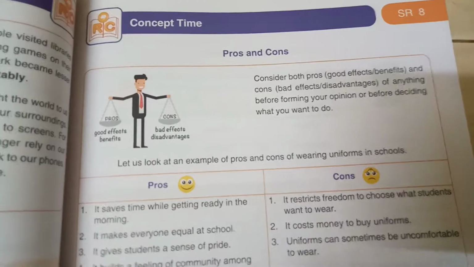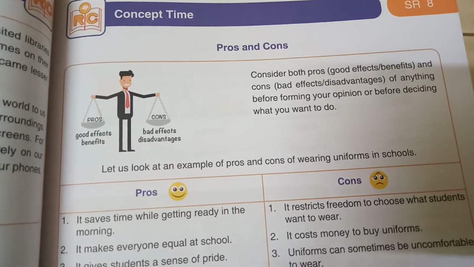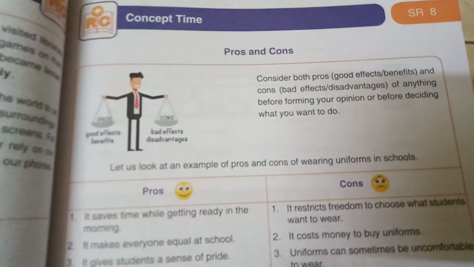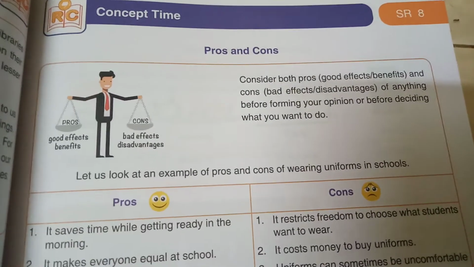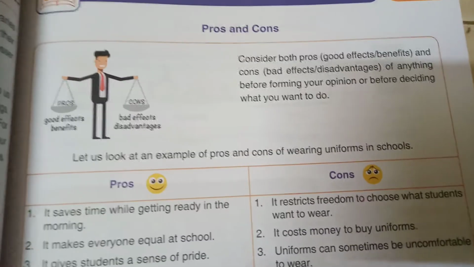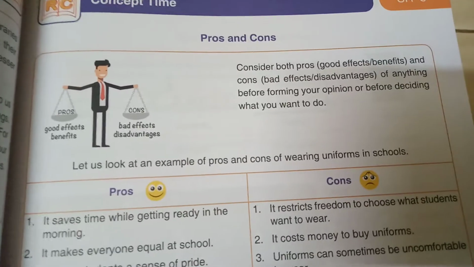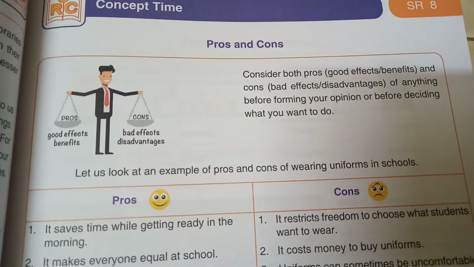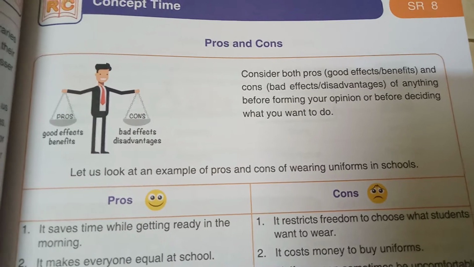Unit 6 we are going to see English pros and cons. See, what are pros and cons? How do you write the pros and cons? Pros are good effects, benefits, and cons are bad effects, disadvantages.